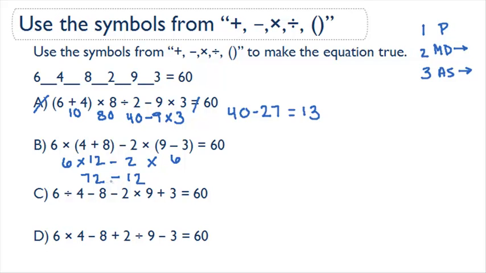So now we have 72 minus 12 being our last step. 72 minus 12 is 60, which is the answer we were looking for. So option B is the correct solution.